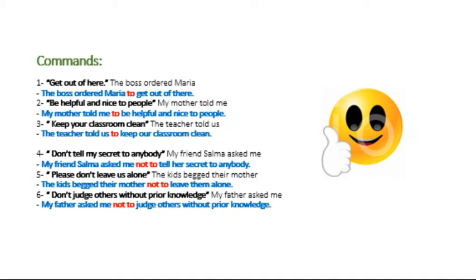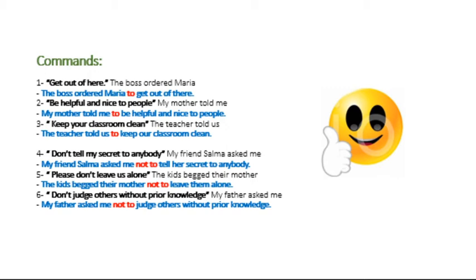First one, get out of here. The boss ordered Maria. Get out of here. So the boss ordered Maria to get out of there. Here it's not the boss ordered Maria that. No, it's to get out of there. And we kept the verb in the infinitive form.